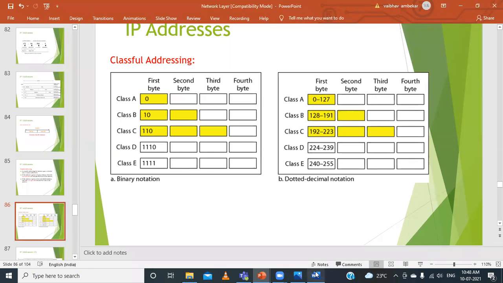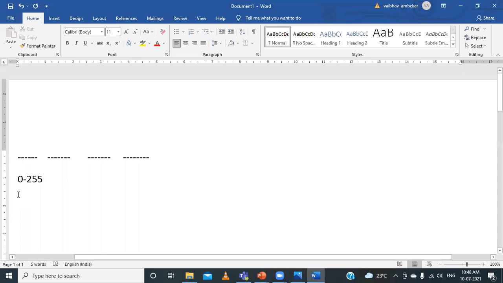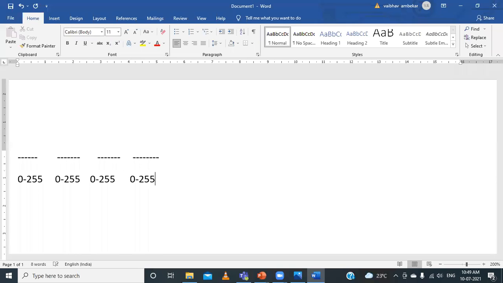Now, what I was telling is we have 4 fields here, right? First byte, second byte, third byte, and then fourth byte, or we can consider them as octets. Every field can take 0 to 255. This first field, similarly the second can also take a value from 0 to 255, the third can take from 0 to 255, and the fourth can also take values from 0 to 255. So these many combinations of IP addresses we can have.